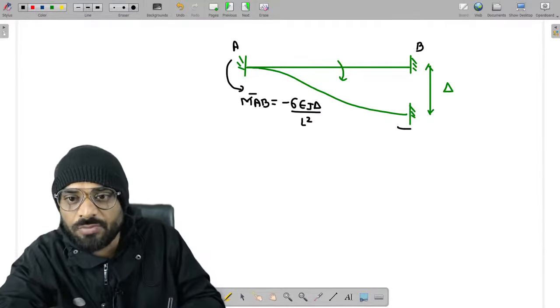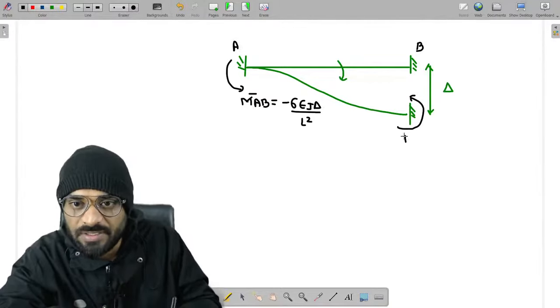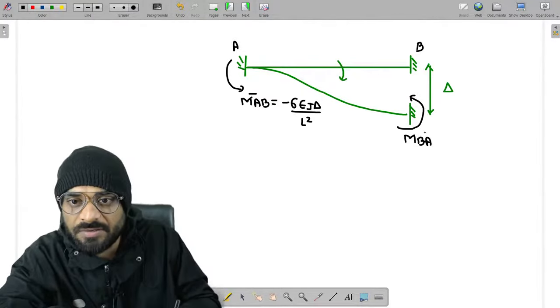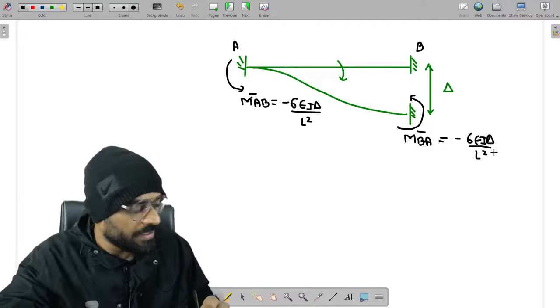This value will also be anti-clockwise. It should not be clockwise. Please remember this. So MBA bar is equal to how much? Again, minus 6EI delta by L square.